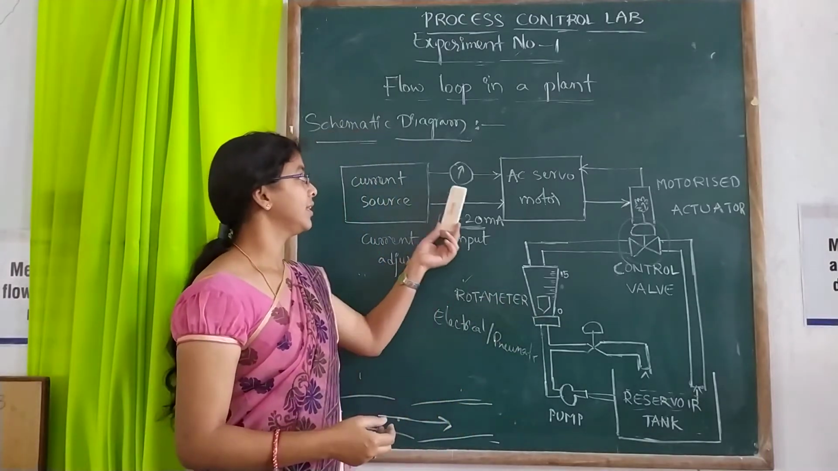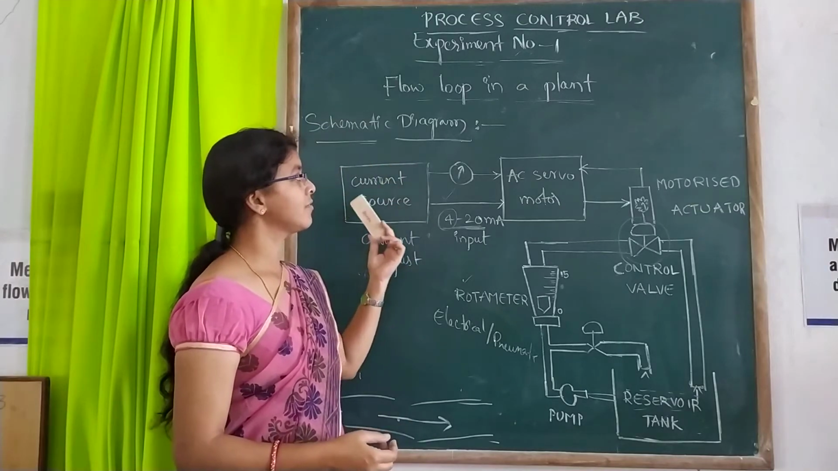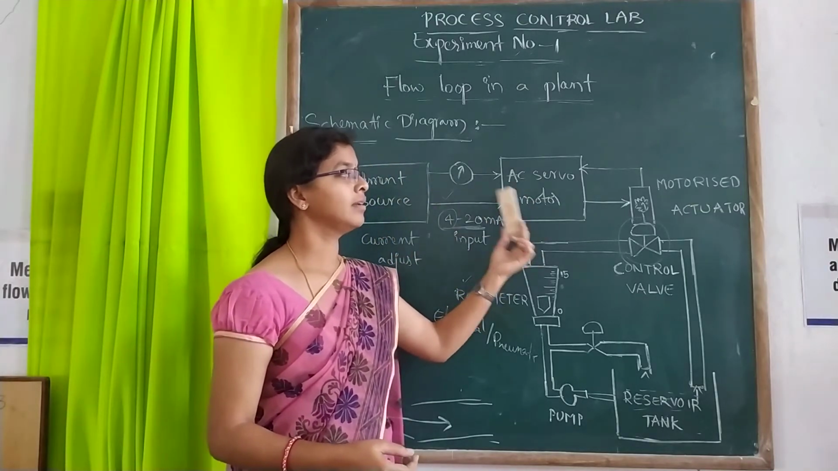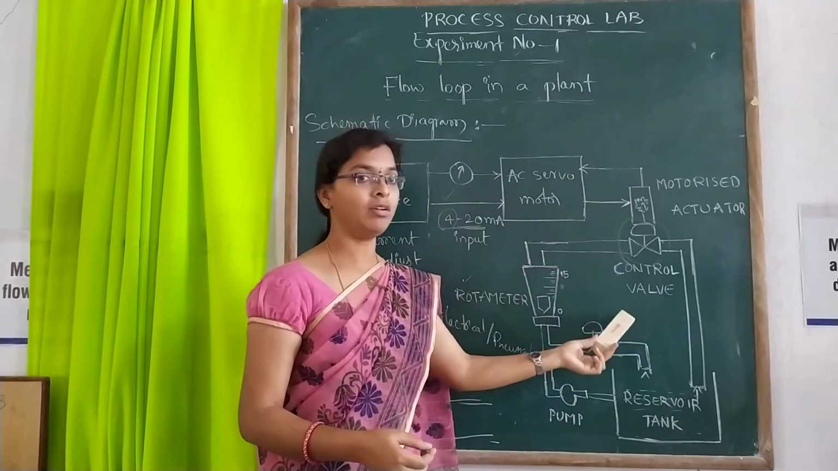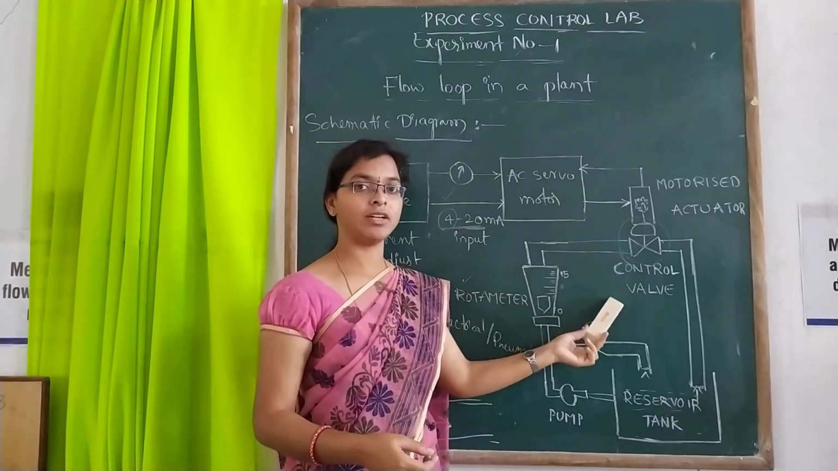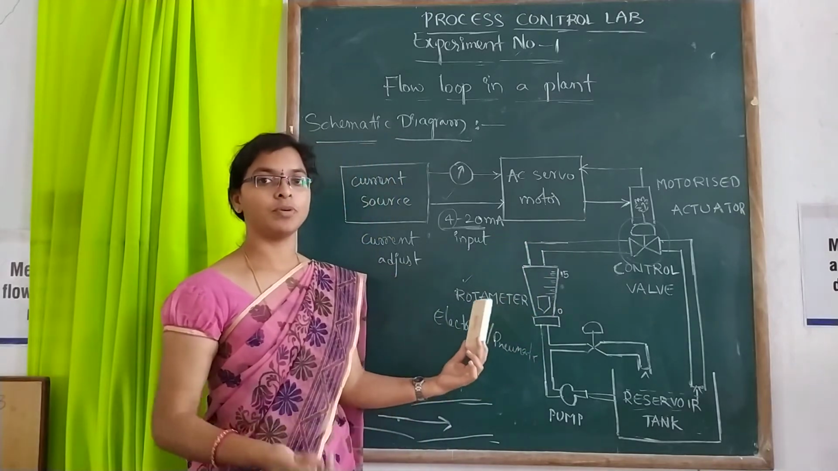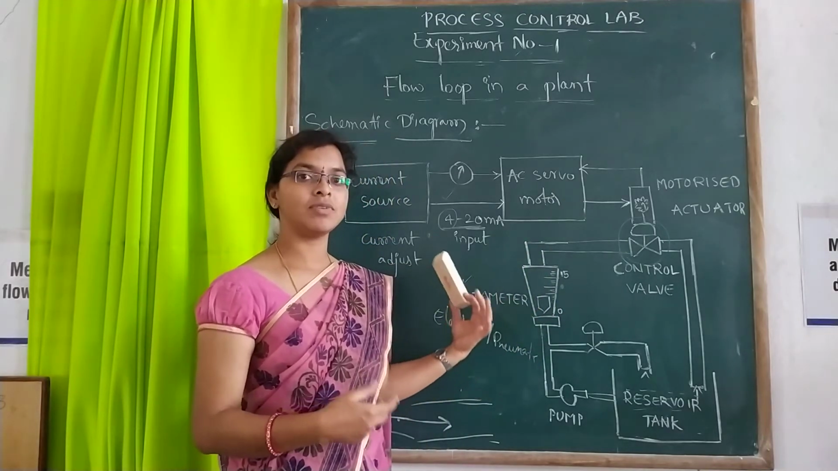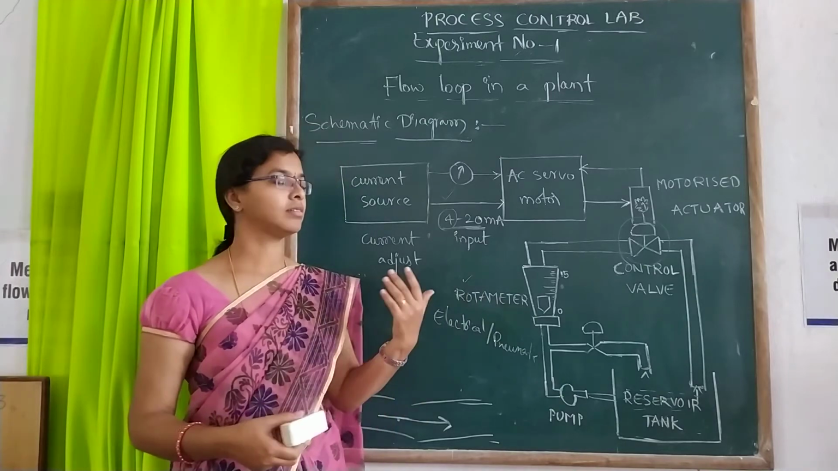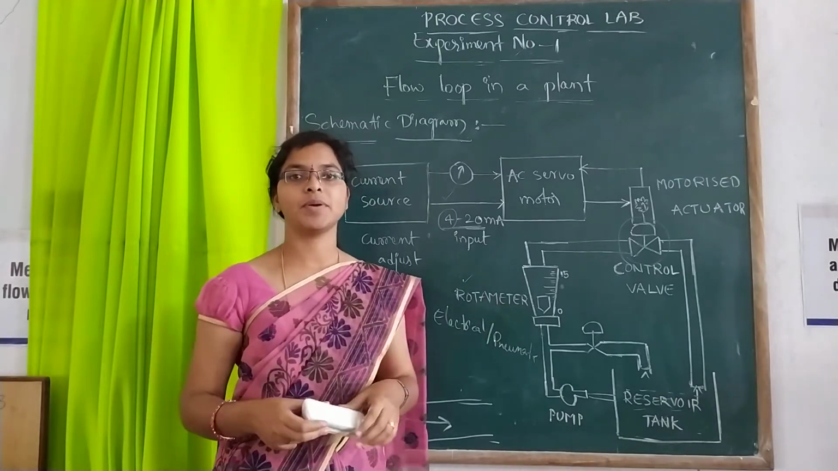For that, this is a current source. From the current source we are going to apply the current to the particular valve, and then the valve moves according to the current applied, and that will show the output in the rotameter. Okay, so we will see this in the diagram and continue in the experiment.